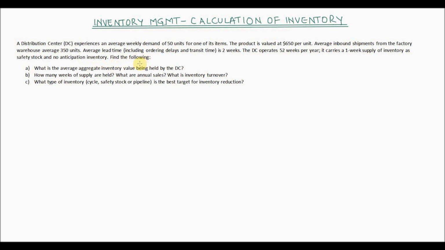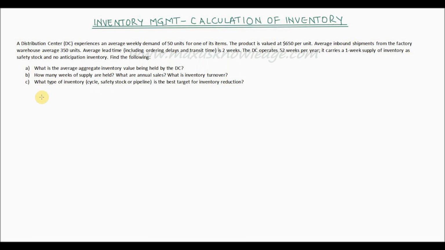Find the following. What is the average aggregate inventory value being held by the distribution center? How many weeks of supply are held? What are annual sales? What is inventory turnover? What type of inventory, cycle, safety stock or pipeline, is the best target for inventory reduction?